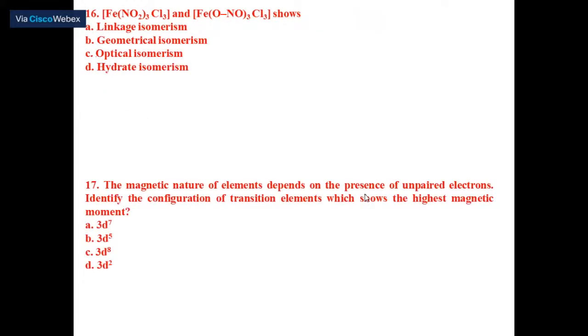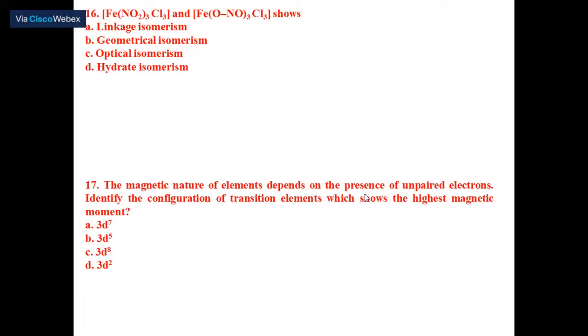Okay, so here they have written two complexes. In both complexes, which one is exhibiting linkage isomerism, geometrical isomerism, optical isomerism or hydrate isomerism? We'll go one by one. Linkage isomerism, we'll go to that later. First, if water is present in the complex, hydrate isomerism applies; there is no water here, so hydrate isomerism is ruled out.